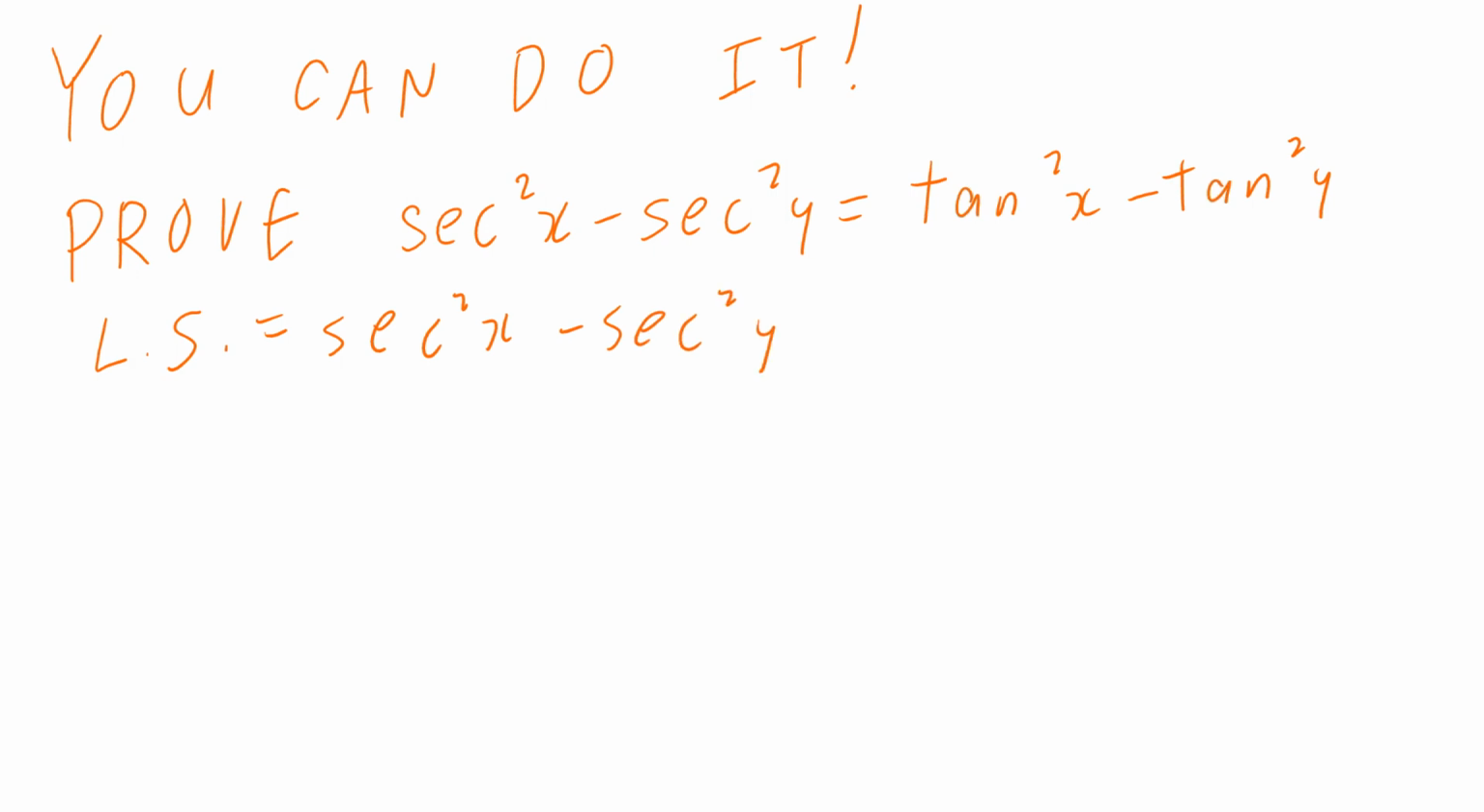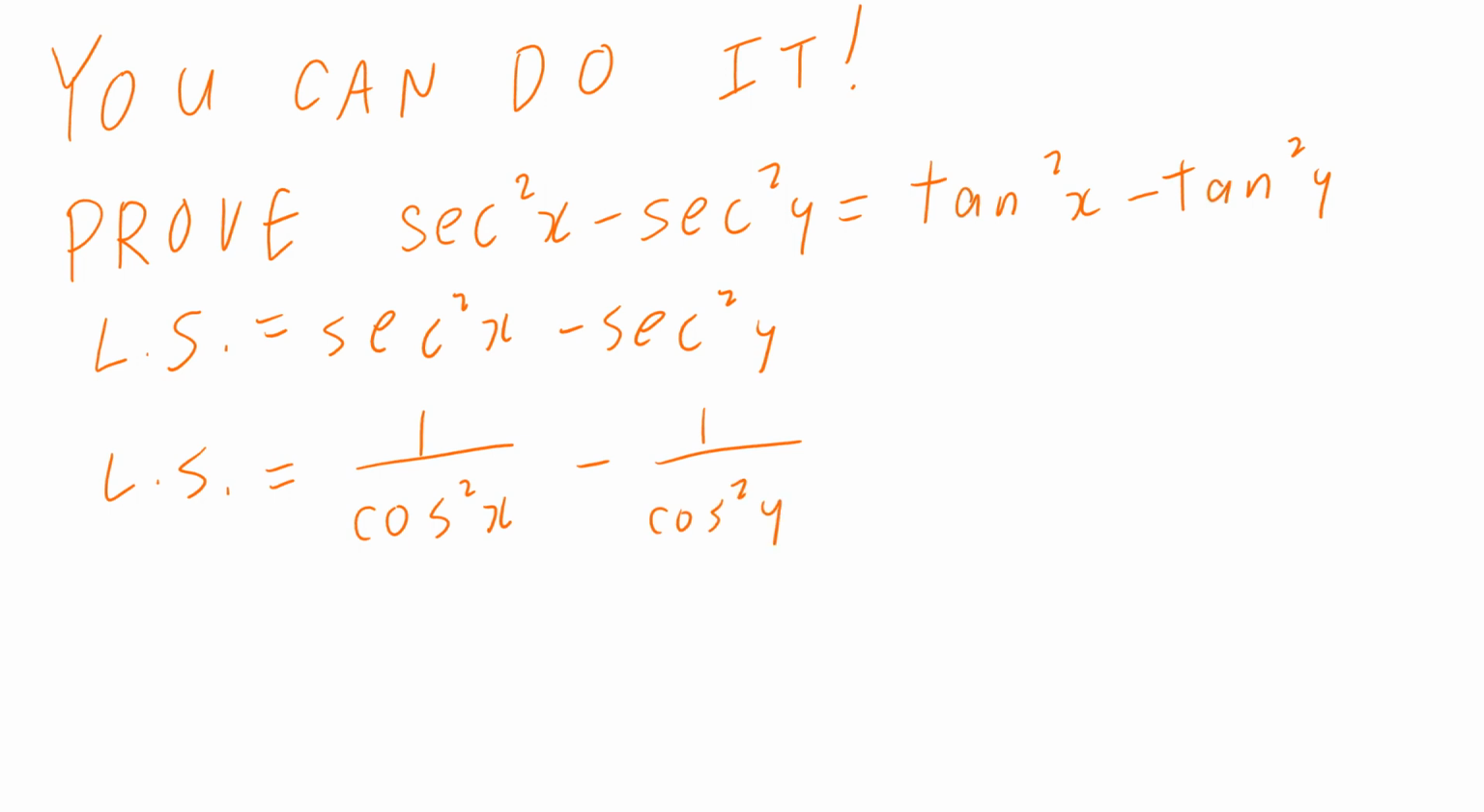Step 2, we write it in terms of sine and cosine. So in this case, sec x is 1 divided by cosine x. So sec²x will be 1 divided by cosine x squared minus 1 divided by cosine squared y.